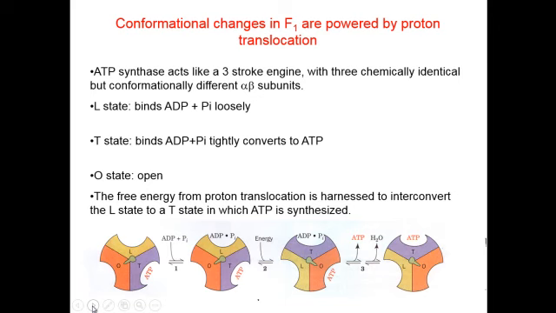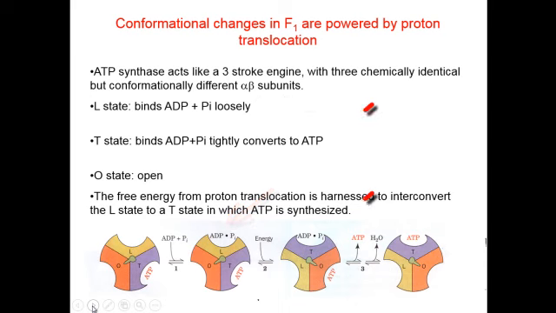And we can think of ATP synthase as acting like a 3-stroke engine with 3 chemically identical but conformationally different alpha-beta subunit pairs. So there are 3 alpha-beta subunit pairs, and at any one point in time they're going to be in 3 different possible conformations. We refer to these conformations as the L state, the T state, and the O state, and each one of these subunits is going to rotate through these 3 states, so at any one time each alpha-beta subunit pair represents one of these states. So in the L state we have ADP and inorganic phosphate loosely bound, and you can see this in the figure below.